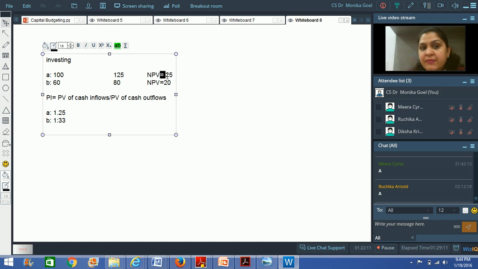By investing 60 rupees in the project, I am able to get a present value of cash inflows of 80, whereas by investing 100 rupees, I'm getting a present value of future cash inflows of 125. My profitability index is higher in case of project B and I would like to go for project B rather than project A. So in general, whenever I have to look at two alternatives where the cash outflows are not the same, it is advisable to look at the two projects from two different methods. One is the net present value method and second is the profitability index method. Because unless we compare the two methods, we would not be able to come to a logical conclusion.